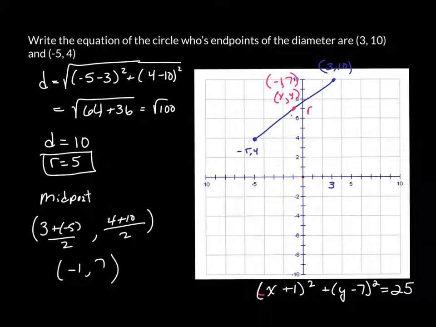Now if I want to go ahead and finish graphing this, just remember that we're going out 5 units in every direction. So let's go ahead and draw my circle in here. It should roughly look like that.